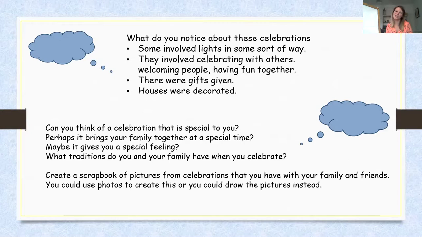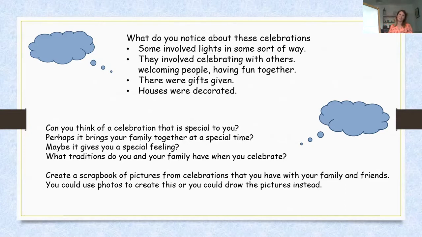And what traditions do you and your family have when you celebrate? Everyone is different with their traditions, but a tradition is something that you do every single year, and they kind of make you feel really comfortable, and they can make that sense of community and that sense of belonging. They can really reinforce that for us.